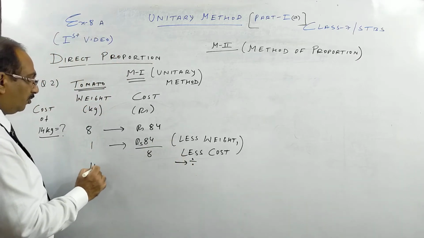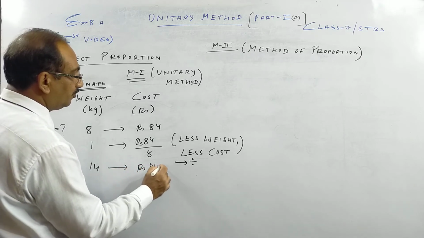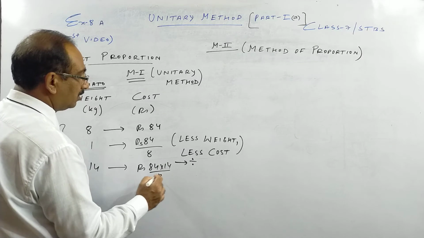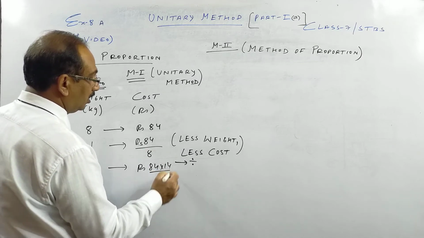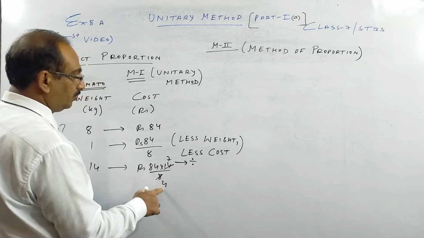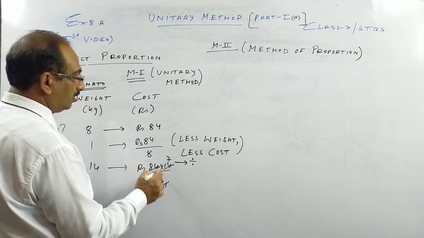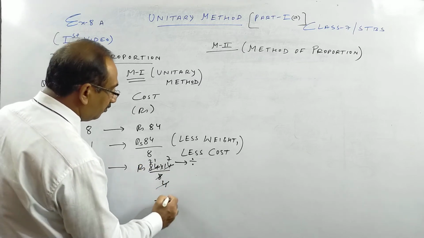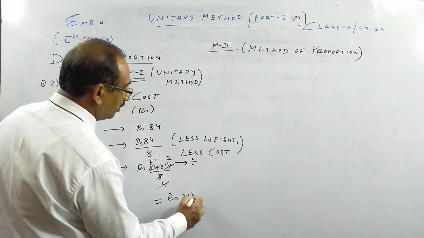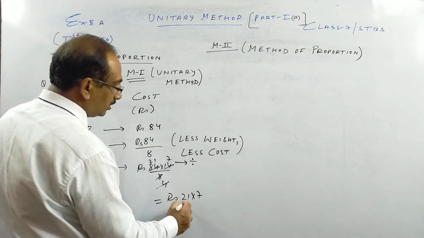Now you want for 14, so 14 kg costs rupees 84 into 14 by 8. Okay, so 4s are 8, 2 7s are 14. If you cancel, you will get 4 2s are 8, 4 1s are 4. So finally what we get is rupees 21 into 7.